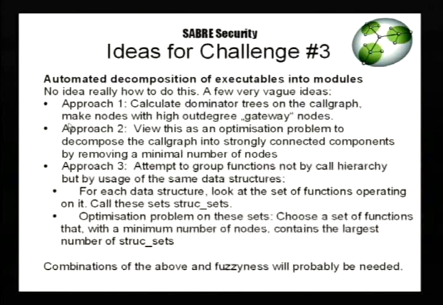Next idea would be to try to group functions by usage of the same data structures. Meaning you would look at the set of functions, you would iterate over all data structures in the executable, and look at the set of all functions operating on a certain data structure. And then you would try to create a subset of the executable that has the largest number of common data structures in it, like encloses the largest number of these data structure subsets, and at the same time minimizes the number of nodes in that set. Might work, don't know. Really no idea how this works.